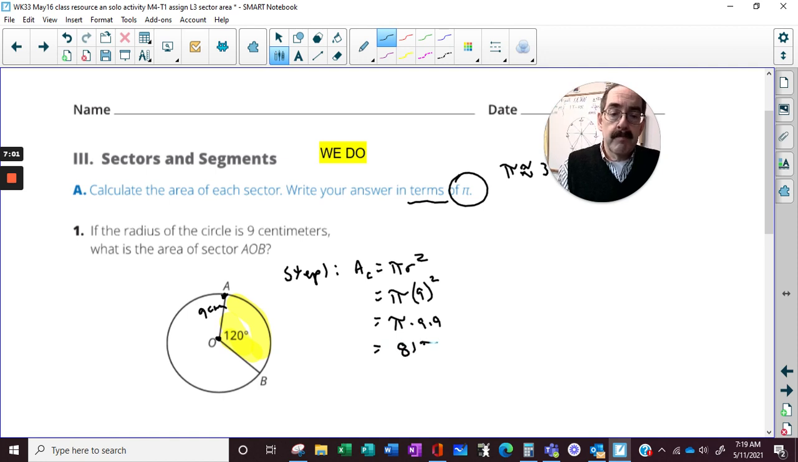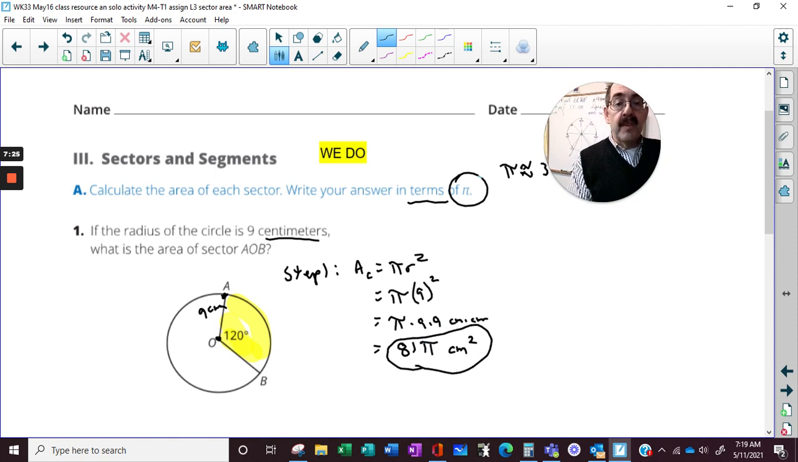81 pi. And let's start making sure that we label centimeters squared. Centimeters times centimeters is centimeters squared. I know that's an algebra piece. Make sure that we're all used to that. So I'll actually write that. Centimeters times centimeters. So here's our answer. This is what they want because we want to leave the answer in terms of pi.